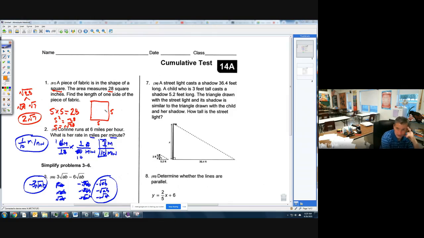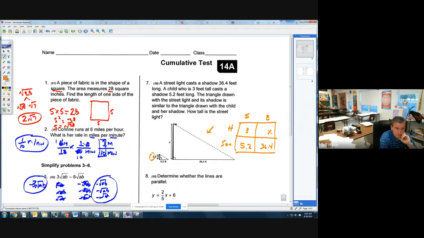Problem number 7, a street light casts a shadow of 36.4 feet long. The child who's 3 feet tall. They give you the whole pictures here. These are just similar triangles, and I would draw myself a ratio box. I would compare the small triangle to the big triangle. We have the height compared to the shadow. The small triangle height is 3. The small triangle shadow is 5.2. Gotta like decimals. The big triangle height we do not know, but the big triangle shadow is 36.4.